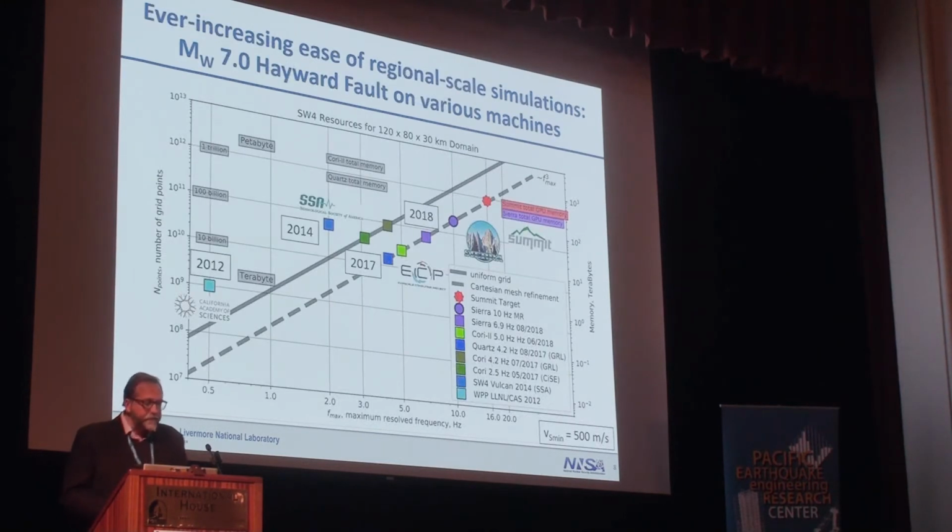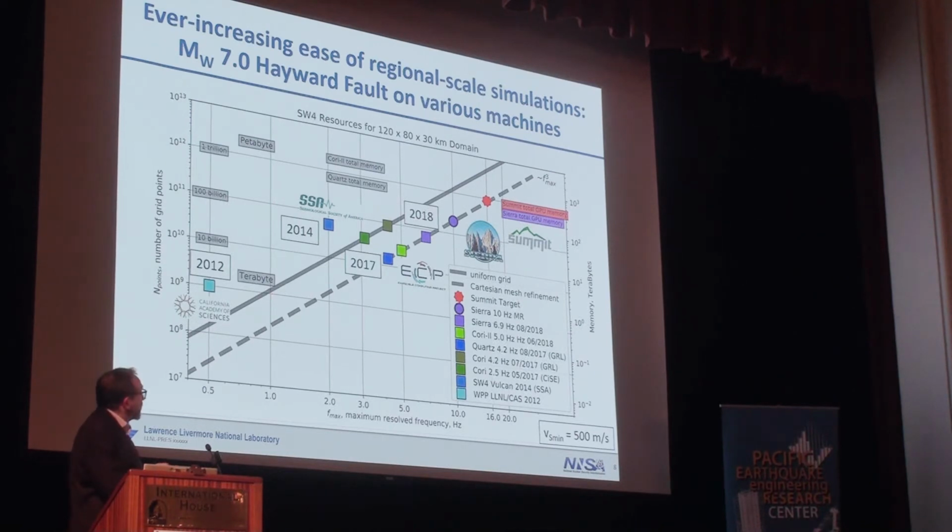If we look through time, at the maximum resolved frequency we've been able to achieve as a function of, say, the number of points on the y-axis or the total memory needed, right? The memory is going up and to the right as computers get faster and more powerful. In the last decade, we were running a billion-point simulation for 1.5 hertz or so, and we've improved that.